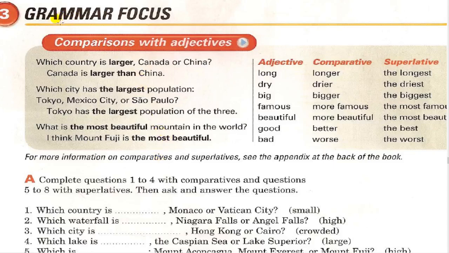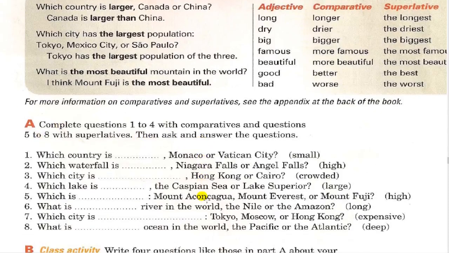Exercise number 3. Grammar focus. Part A. Complete questions 1 to 4 with comparatives and questions 5 to 8 with superlatives. Then ask and answer the questions. In this exercise, from number 1 to number 4, use adjective ER than, or more adjective than. From 5 to 8, superlative.